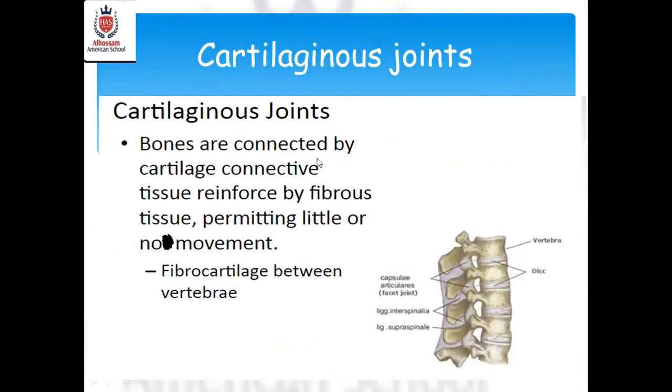The second type of joint is a cartilaginous joint. From its name, it's supported by cartilage in between these bones, and it allows for very limited movement or sometimes no movement, but as long as it has cartilage, it is considered a cartilaginous joint.